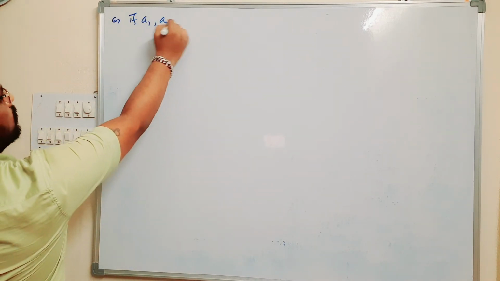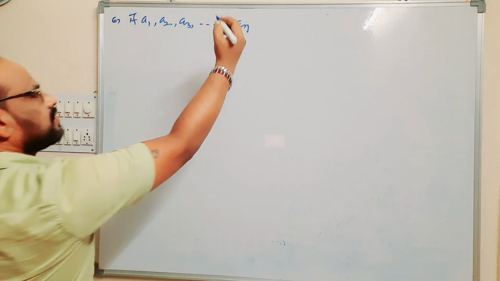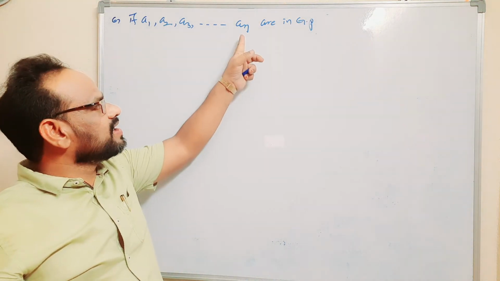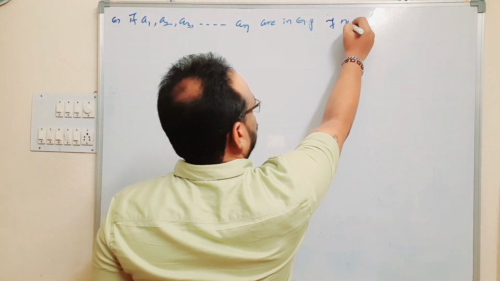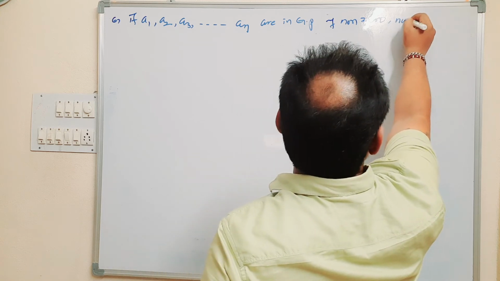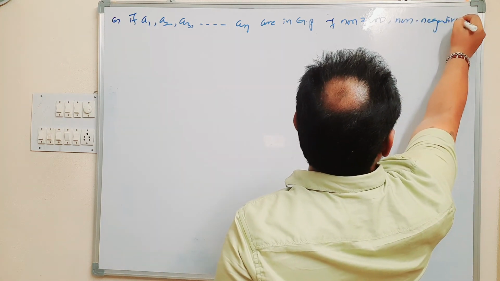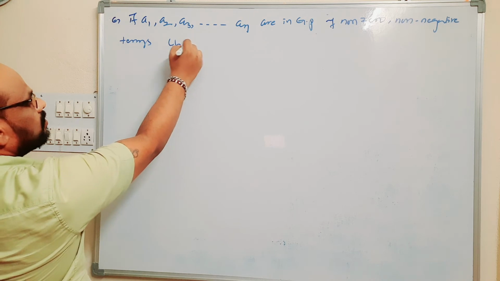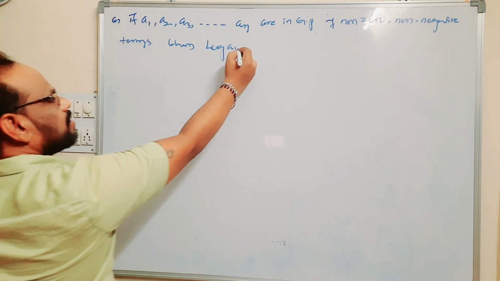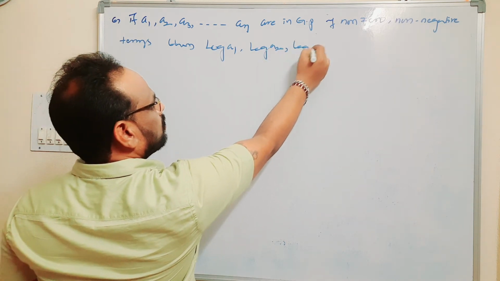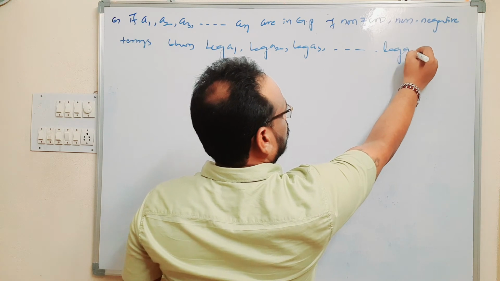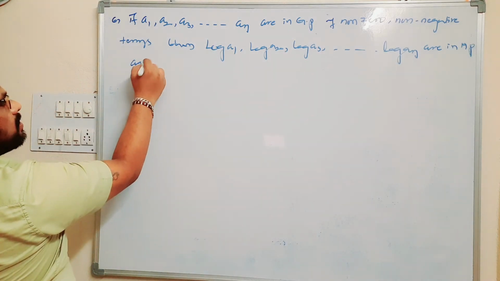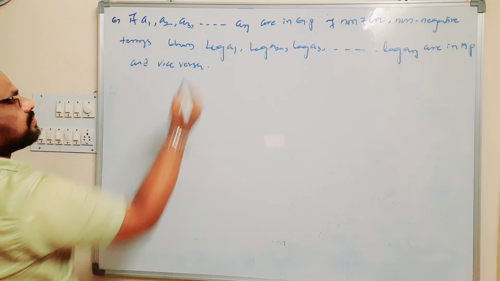If a1, a2, a3, and so on, an are in geometric progression of non-zero, non-negative terms, then log a1, log a2, log a3, and so on, log an are in arithmetic progression, and vice versa. Observe here the sixth property.